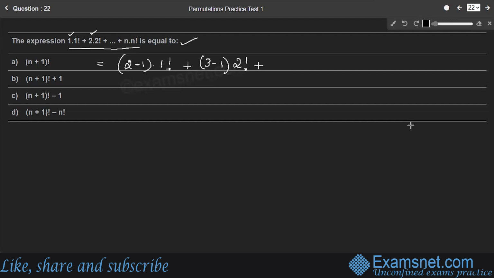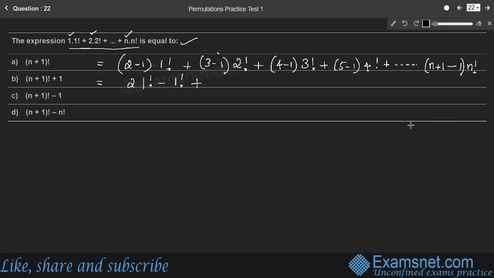Right? And the next term becomes 4 minus 1 into 3 factorial. And the next term becomes 5 minus 1 into 4 factorial. So on up to, instead of n, I'll write its next value, which is n plus 1, subtract 1. Right? n plus 1 minus 1 into n factorial. So just expand these terms. So 2 minus 1 into 1 factorial can be written as 2 into 1 factorial minus 1 factorial, right?